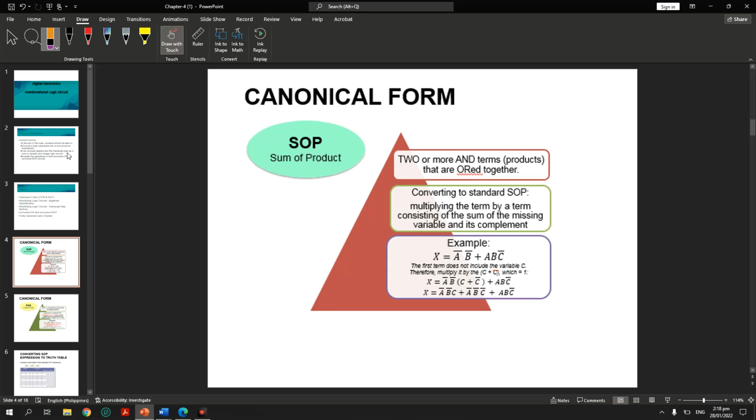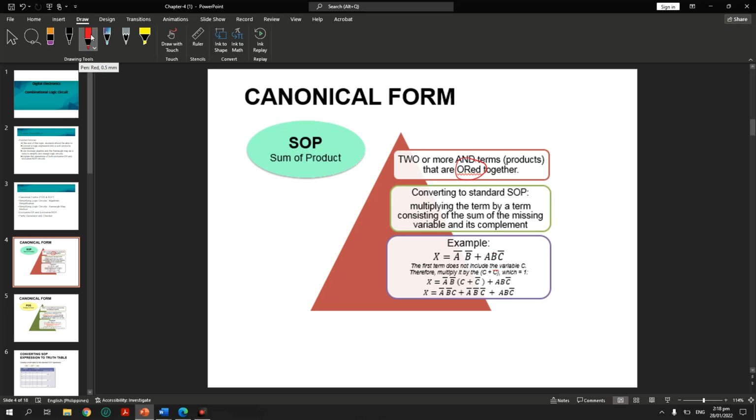So first, let's go to the canonical form. So we have the SOP. In SOP, we have two or more terms or products that are ORed together. As the name implies, it is the sum of products. When we say sum in logic, that corresponds to OR or the ORed function.